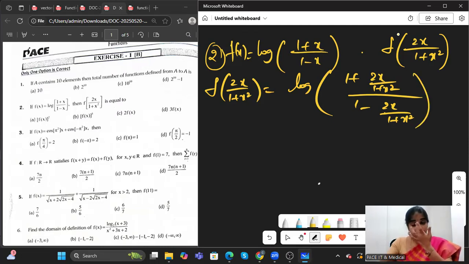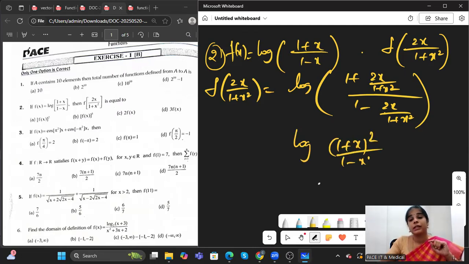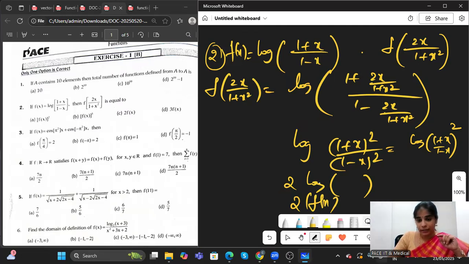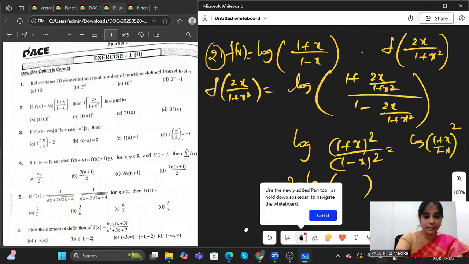Observe carefully the numerator and denominator, solve for it and do the necessary calculations. You will end up with (1 plus x) the whole square upon (1 minus x) the whole square, which is the same as writing log of ((1 plus x) by (1 minus x)) whole square. That 2 comes out, 2 log so and so, which is 2 times f of x. That will be your final answer.